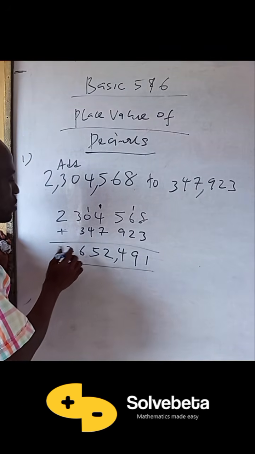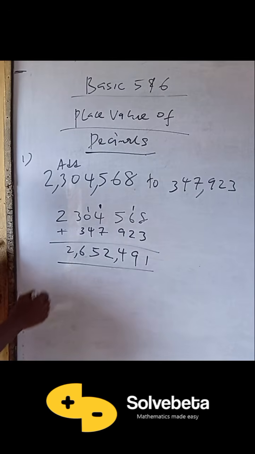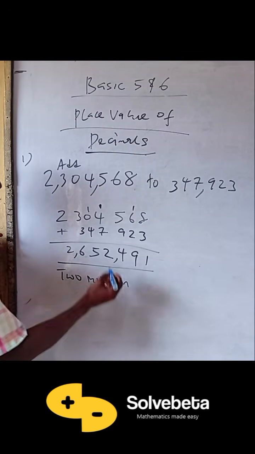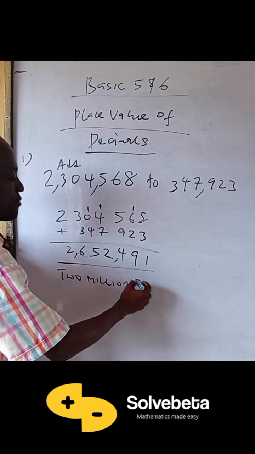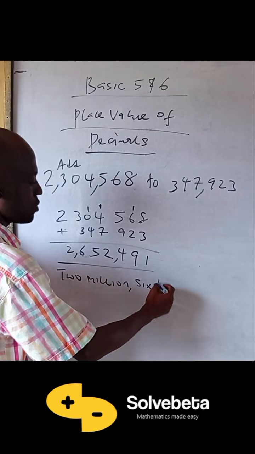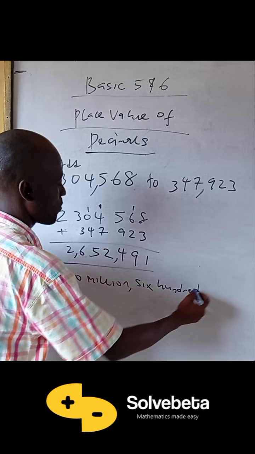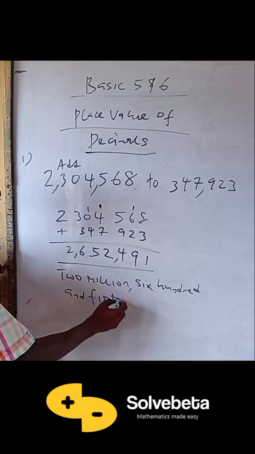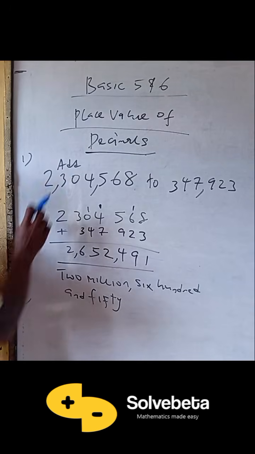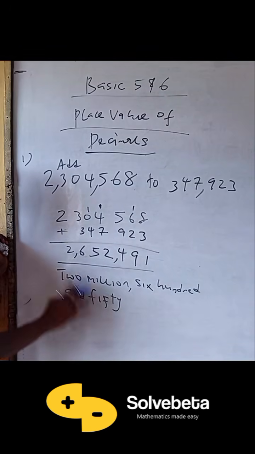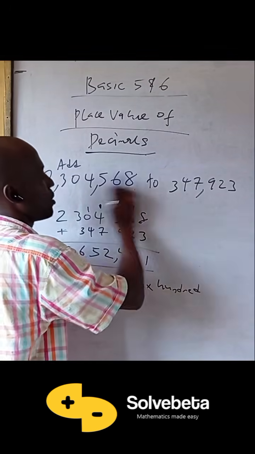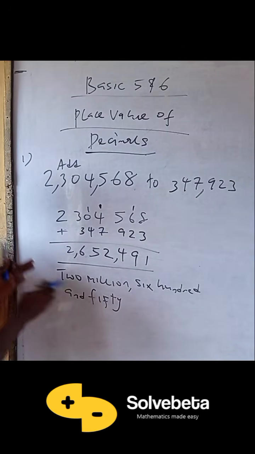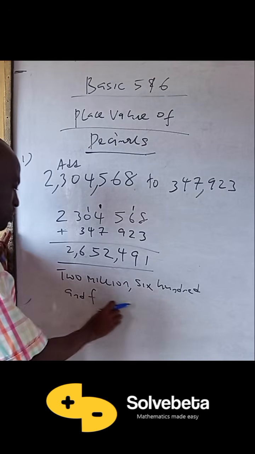And you can decide to write it in words. I'm going to write it in words. 2 million, 650 thousand, 600 and 50. Please, we have moved from place value of decimals to adding whole numbers. So where was I? Let me write this properly.